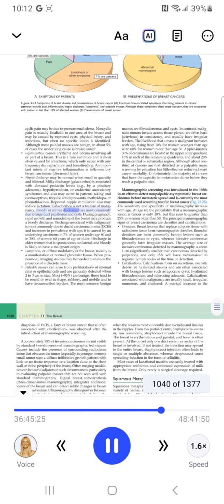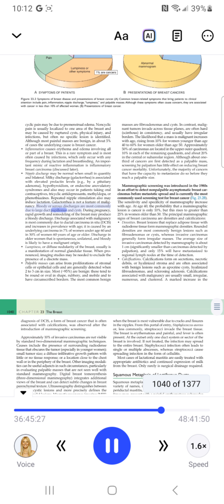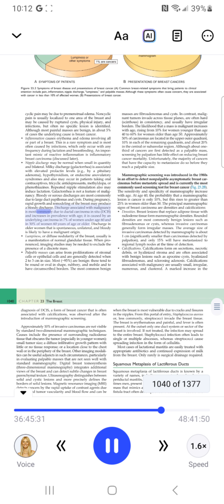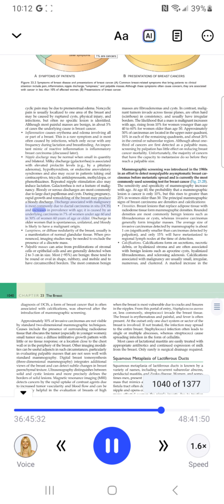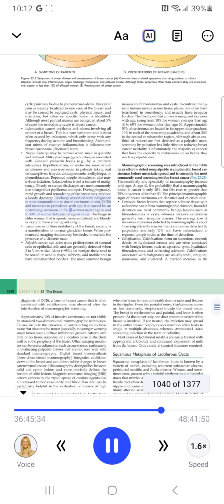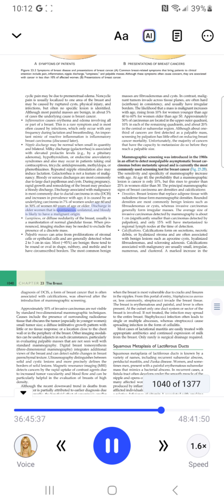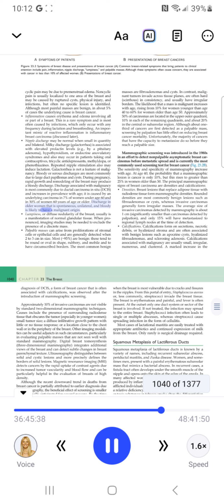Bloody or serous discharges are most commonly due to large duct papillomas and cysts. During pregnancy, rapid growth and remodeling of the breast may produce a bloody discharge. Discharge associated with malignancy is most commonly due to ductal carcinoma in situ, DCIS, and increases in prevalence with age. It is caused by an underlying carcinoma in 7% of women under age 60 and in 30% of women 60 years of age or older. Discharge in older women that is spontaneous, unilateral, and bloody is likely to have a malignant origin.